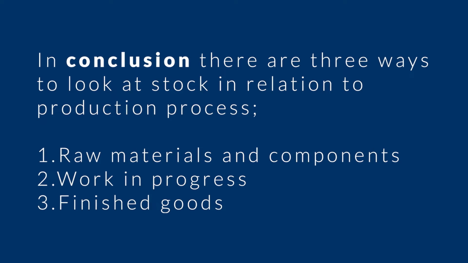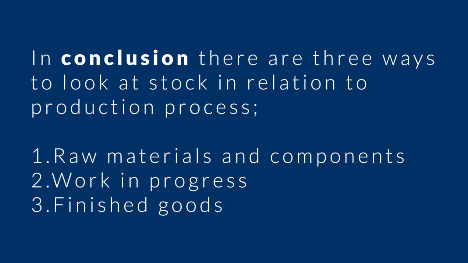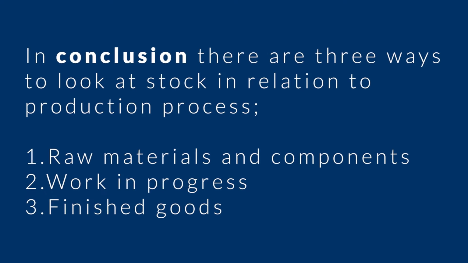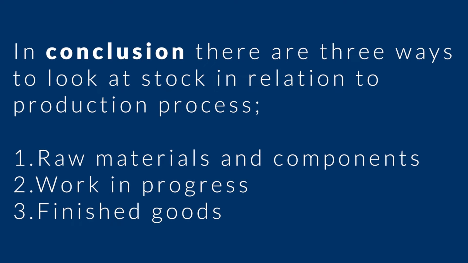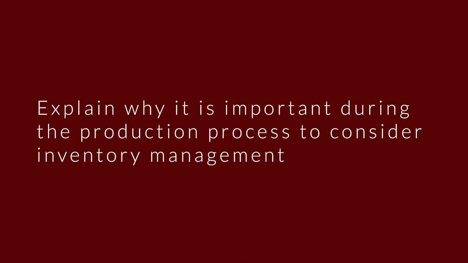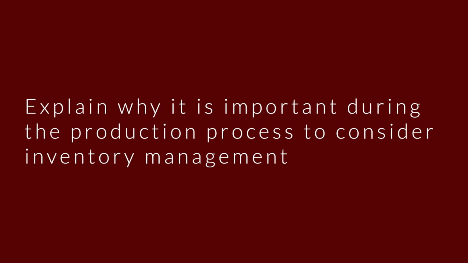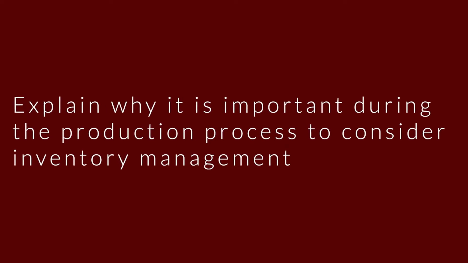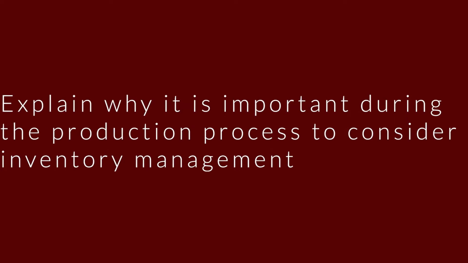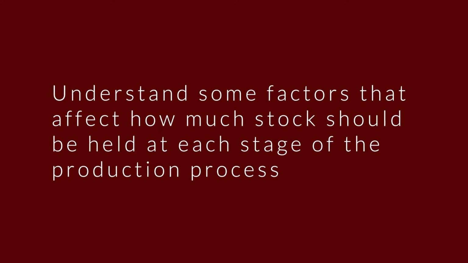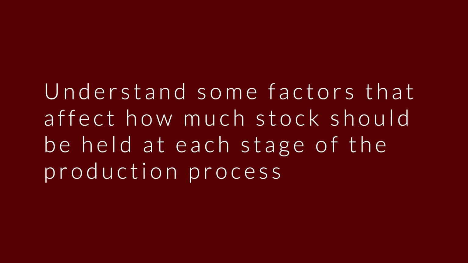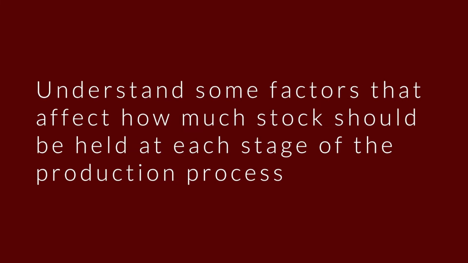So in conclusion, there are three ways to look at stock in relation to production process. So in this case, we have raw materials and components, work in progress, finished goods. Now, at this point, you should be in a position to remember a number of things. So at this point, you should be in a position to remember or to explain why it's important during the production process to consider inventory management. Number two, understand some factors that affect how much stock should be held at each stage of the production process.